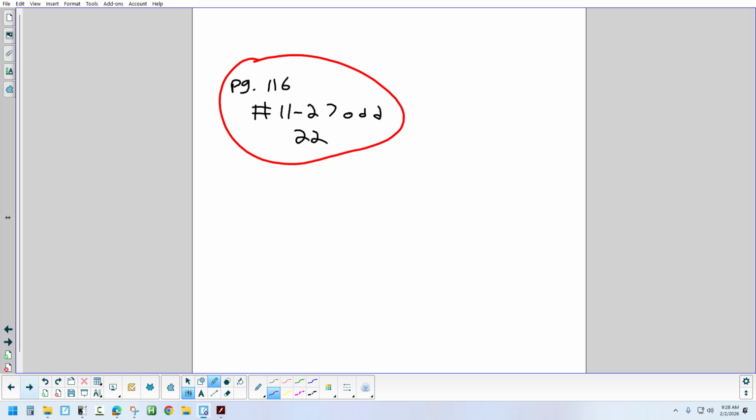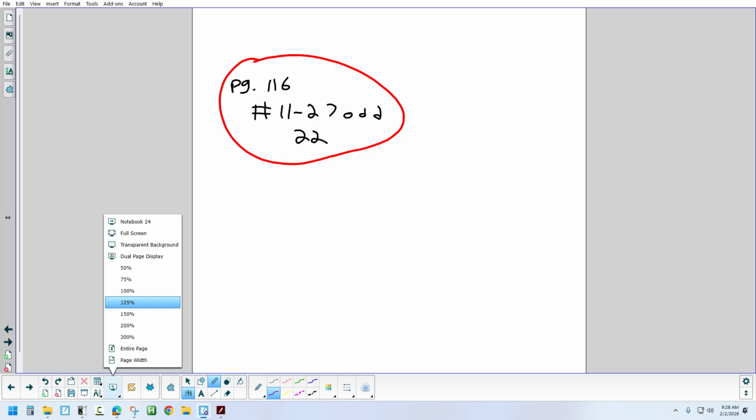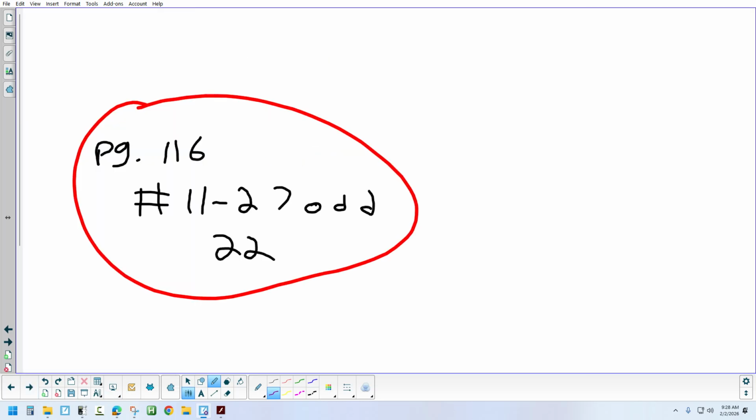All right. So you've got a good amount of time to work on your homework, 25 minutes. We might not end this early every day, but today is a little bit shorter. So 11 to 27 odd and number 22. Please use the time to try to get started on that. If you happen to finish it, you can show me, and then there's no homework other than that for tonight.